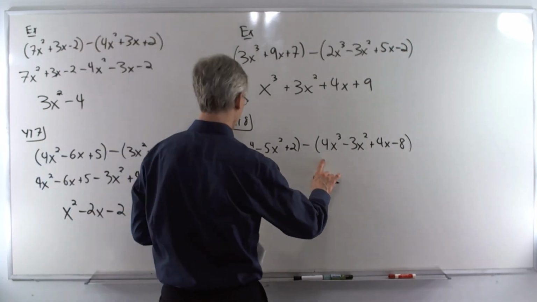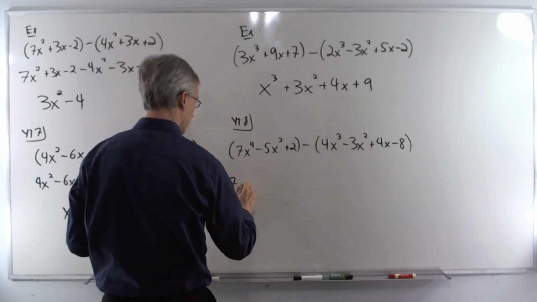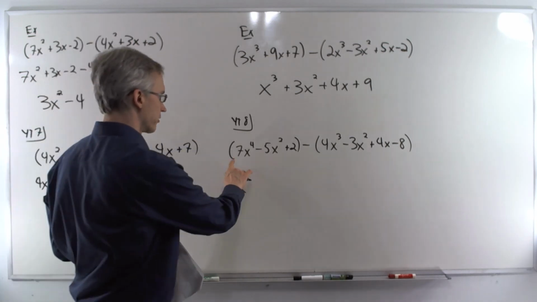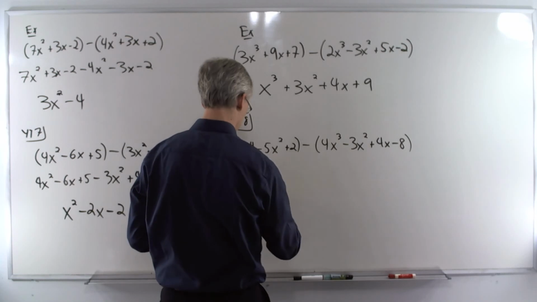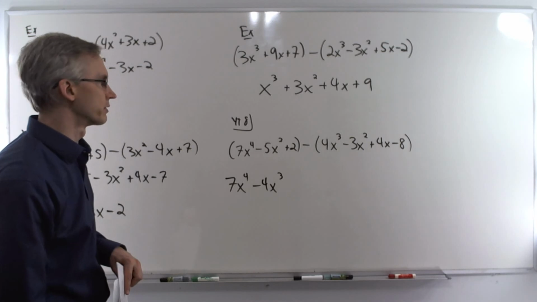We do not have any x to the fourth terms over here, so we'll just keep this one, 7x to the fourth. And no x to the third terms over here, so it's 0 minus 4x to the third. Minus 4x to the third. Now we'll do the x squared.